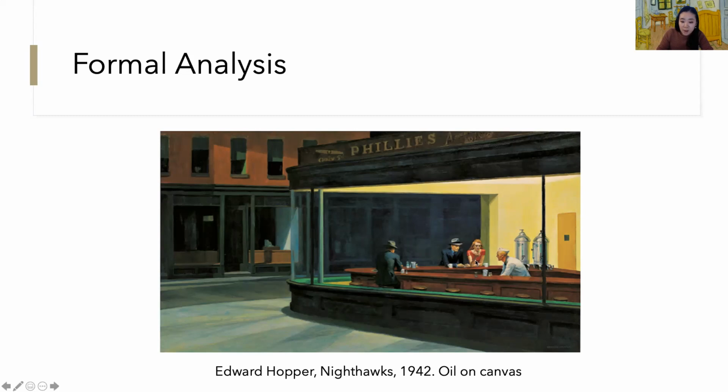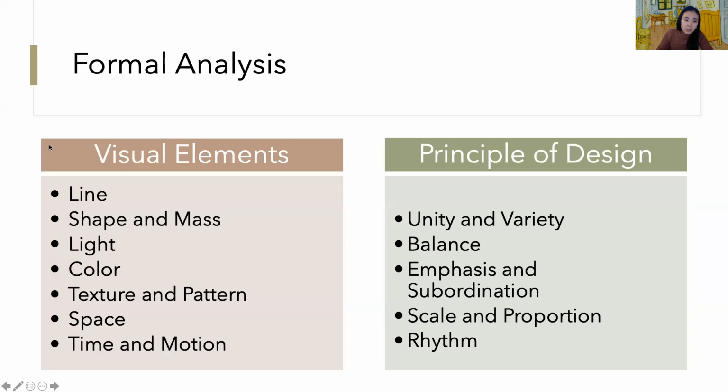The stark contrast between the woman's red dress and hair, and the black suit of the man with the hat, and the white uniform of the waiter make the figures more distinct, both within the scene and from one another. So that is a formal analysis based on these visual elements and the principles of design.